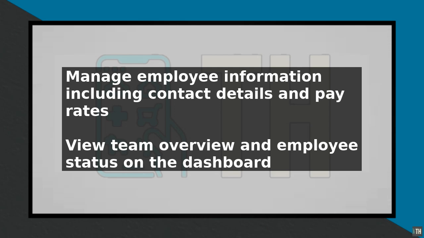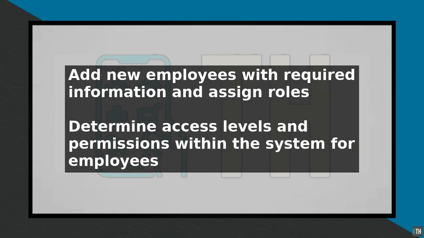To get started, log into your MYOB Team account and navigate to the dashboard, where you can view an overview of your team, including who's working and who's not. To add a new employee, click on the Add Employee button and fill in the required information, including name, email address, and pay rate. You can also assign a role to the employee, which determines their access levels and permissions within the system.